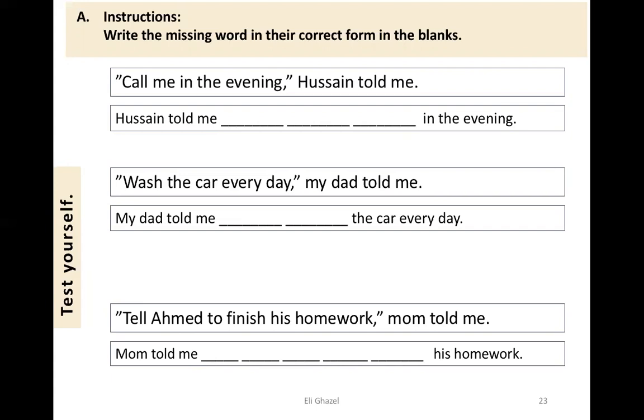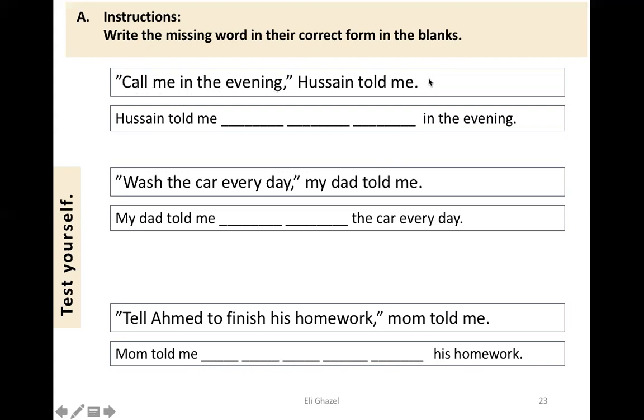The first level is a structure within the sentence. So write the missing word in their correct form in the blanks. Call me in the evening, Hussein told me. So this is a level that shows us if they can understand the sentence and put the missing part as a correct structure based on what they have learned. Then the next task for testing yourself would be even on a higher level. So let's have a look at this.